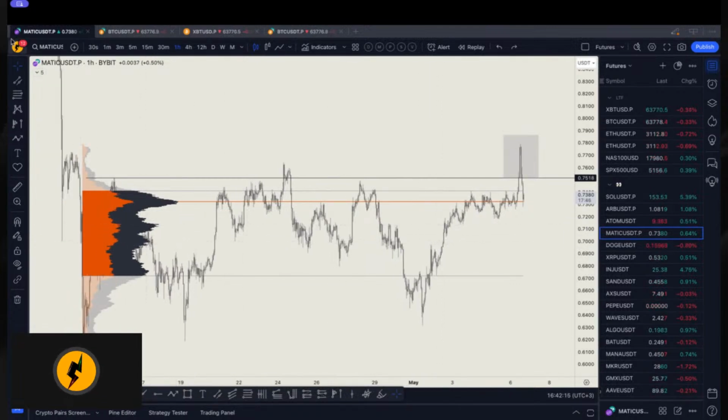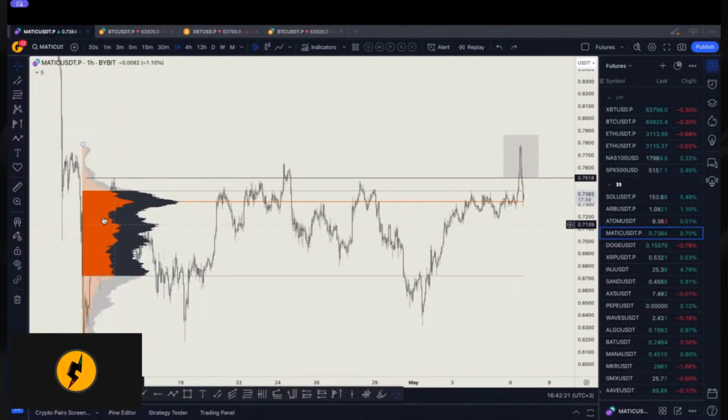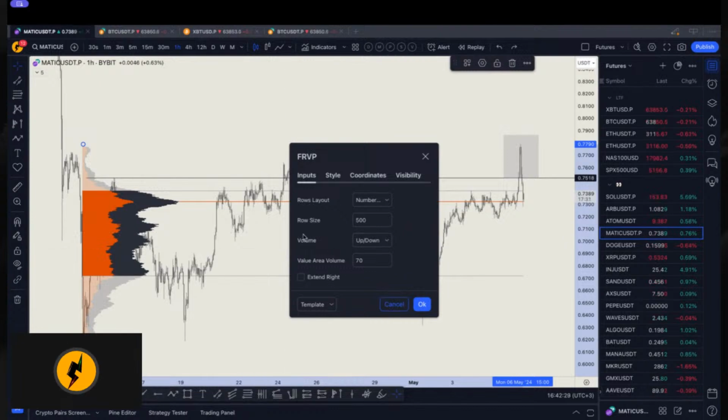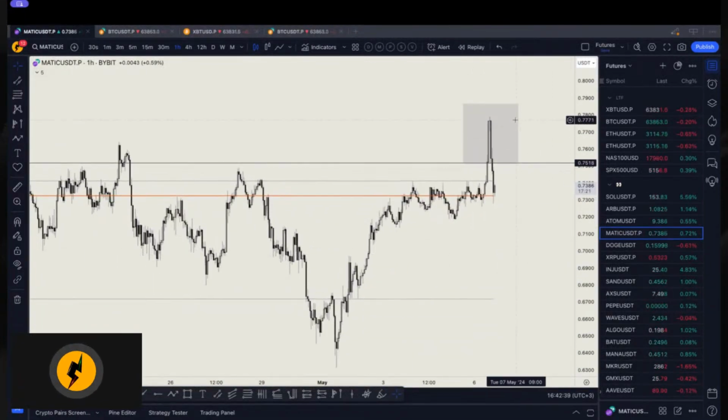What is profile? So profile is volume profile, right? You come here, you choose fixed range volume profile, you give it 2 points, one at the start of the range and the second one at the end of the range, and you get this profile. Of course, you can copy my settings as well. You can take a screenshot or go back in the video.